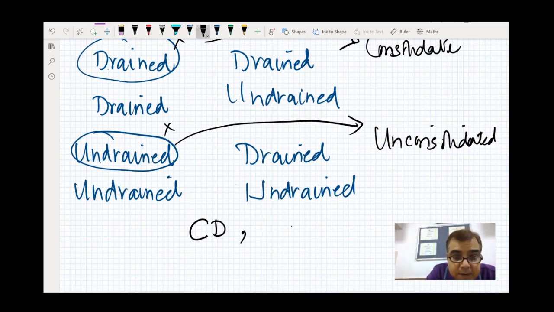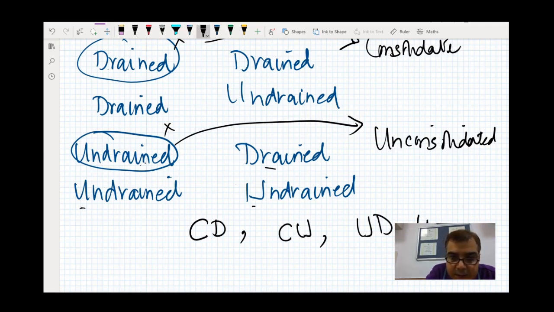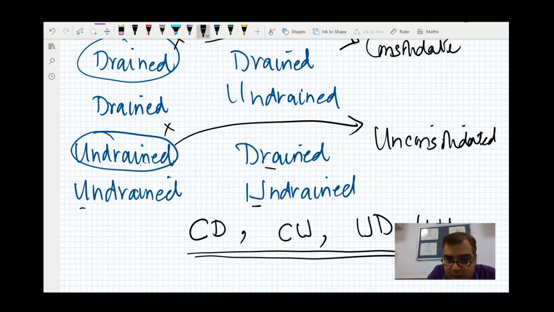Or I have C from the first stage, U from the second stage, or I have U from the first stage and D from the second stage, or I have U from the first stage and U from the second stage. Out of these 4 tests, you will find one test is in fact rubbish. It doesn't make sense. You can easily remove this UD, because in a UD test, you cannot stop the water from escaping in the second stage.